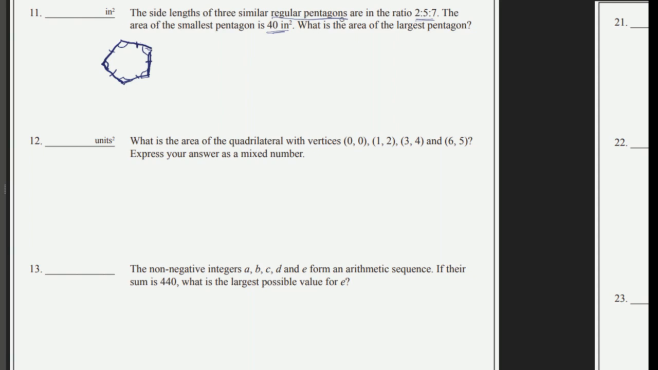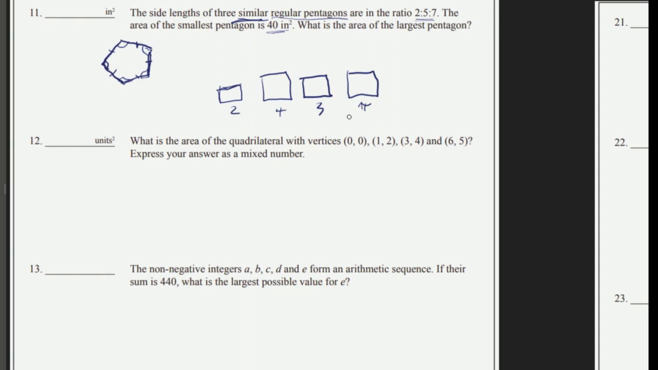The side lengths of three similar regular pentagons are in the ratio 2:5:7. What does this mean, similar? It means that if you've got a little square and its side length was 2, then it would be similar to a square that has side length of 4 or 3, since 4 is multiplying each side by 2 and 3 is multiplying each side by 1.5. What if I had a square where each side was pi? Would that be similar? Yes.